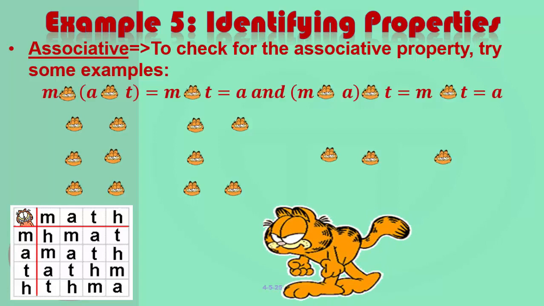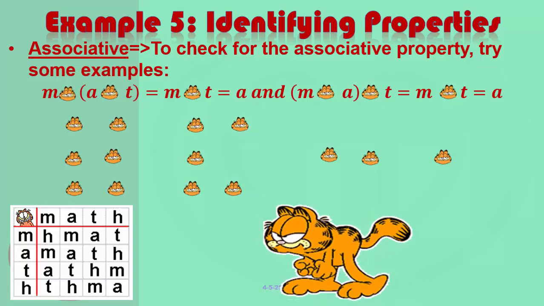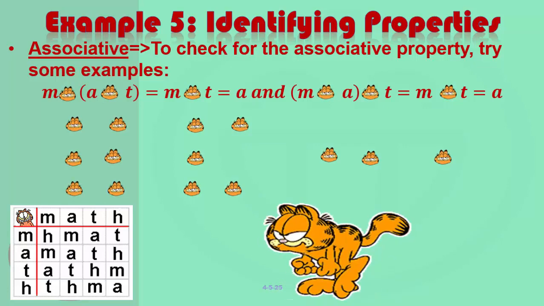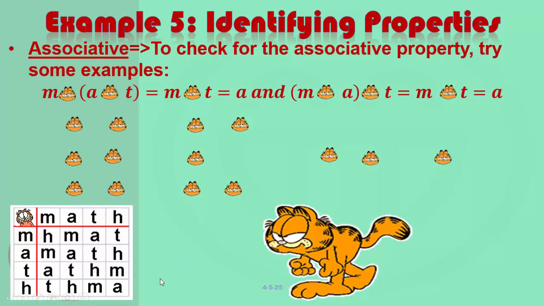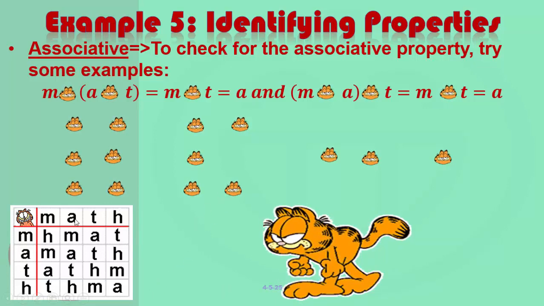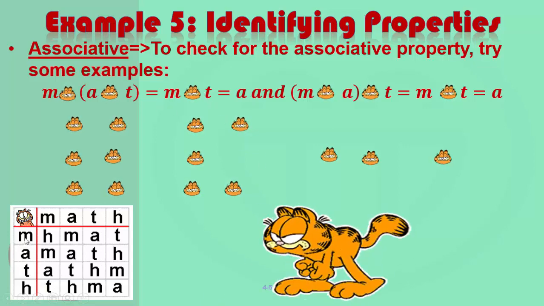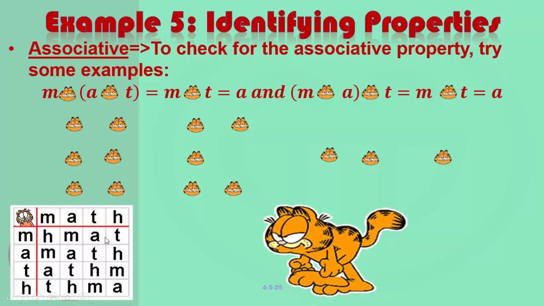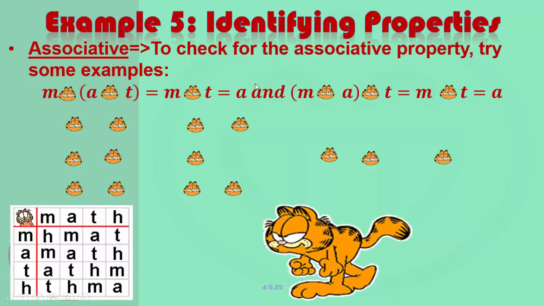So for our first example, we're going to take M, A, T, and we're going to put the brackets around the A, T. So we find that when we look at the table, A, T, because we have to use our order of operation rules, we have A, T, and they cross at T. So then we're left with M, Garfield, T. Now we look at M, T, and they cross at A, so we end up getting A as our final answer.